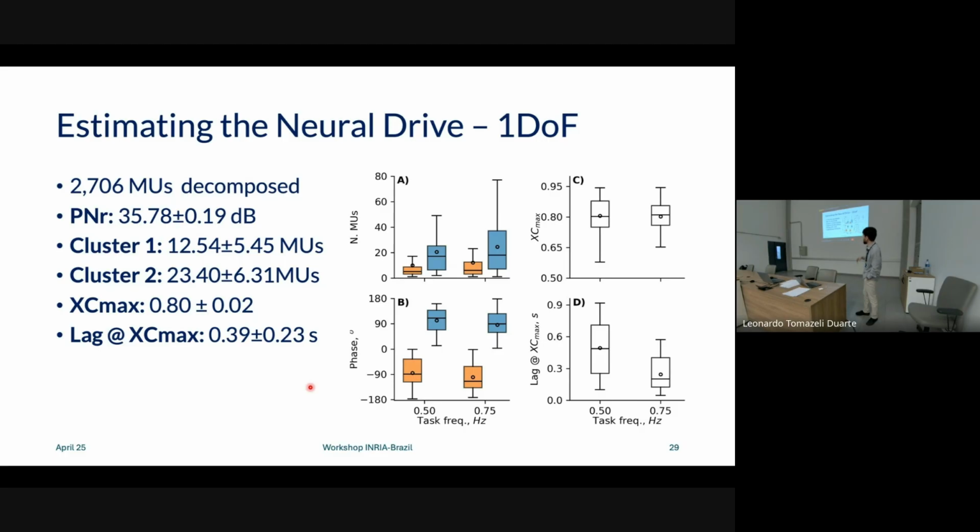This is a summary of the results. We decomposed more than 2,500 motor units in this test from 5 subjects, and we classified 12 motor units in cluster 1, 23 in cluster 2, and we got some large cross-correlation between the mechanical signal, the biomechanical signal, and the neural drive estimated from these neurons, with a very small lag that is caused by the propagation delay and the electromechanical delay in the activation of the muscle fibers.